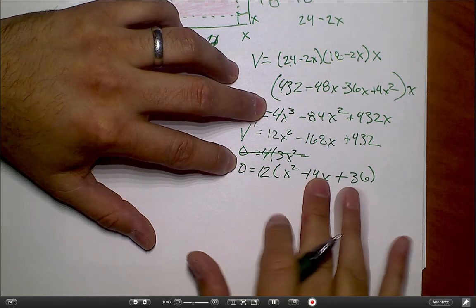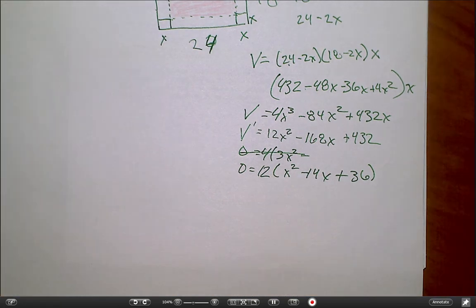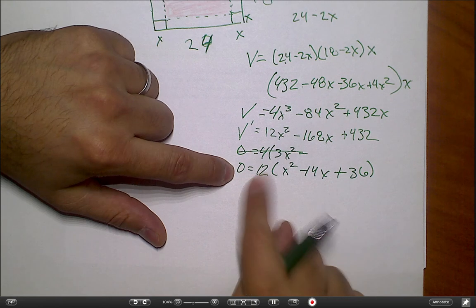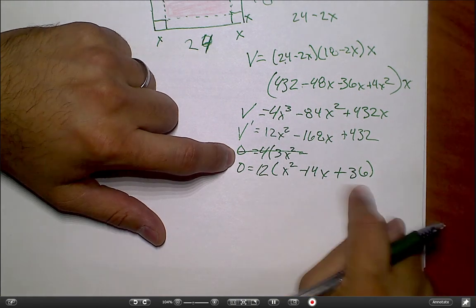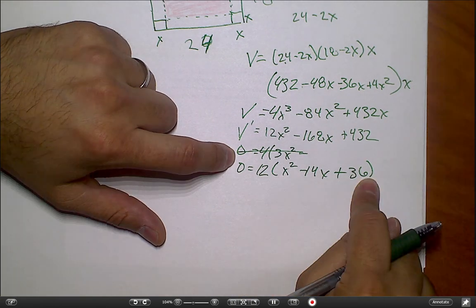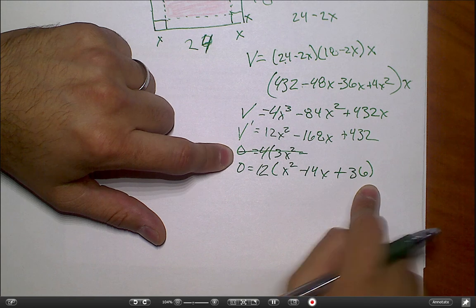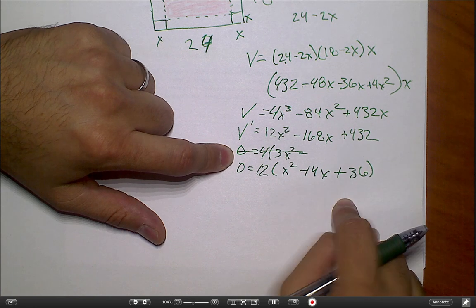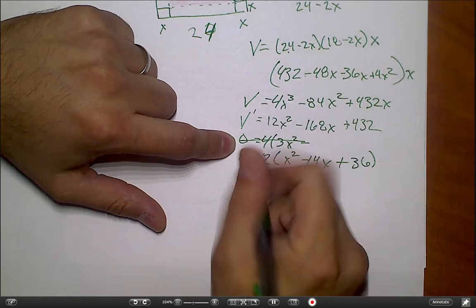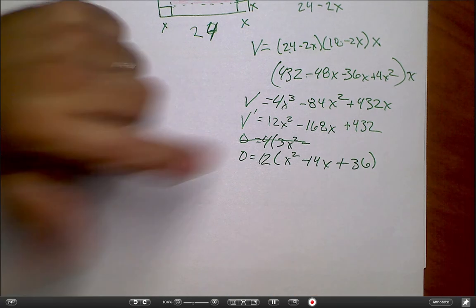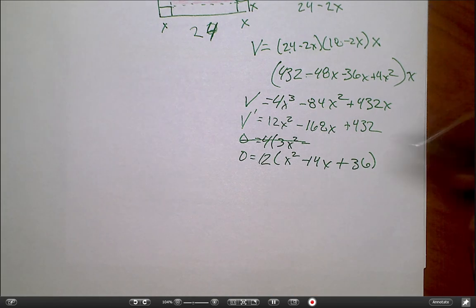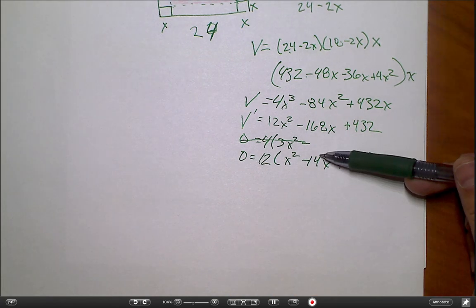All right, so now, because I factored that out, it's going to make my math a whole lot easier. So I'm going to take out the 12, and now I'm going to try to factor it. So I need to know when this is going to be equal to 0. So that 12 goes away. So now let's see, factors of 36 that give me 14.